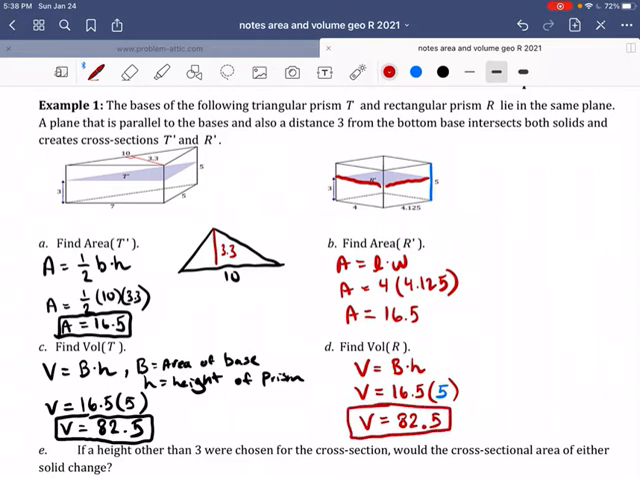So this isn't a coincidence. As long as two three-dimensional objects have the same area of the base and the height, then they'll take up the same amount of space, i.e. volume, even if they don't look like each other.